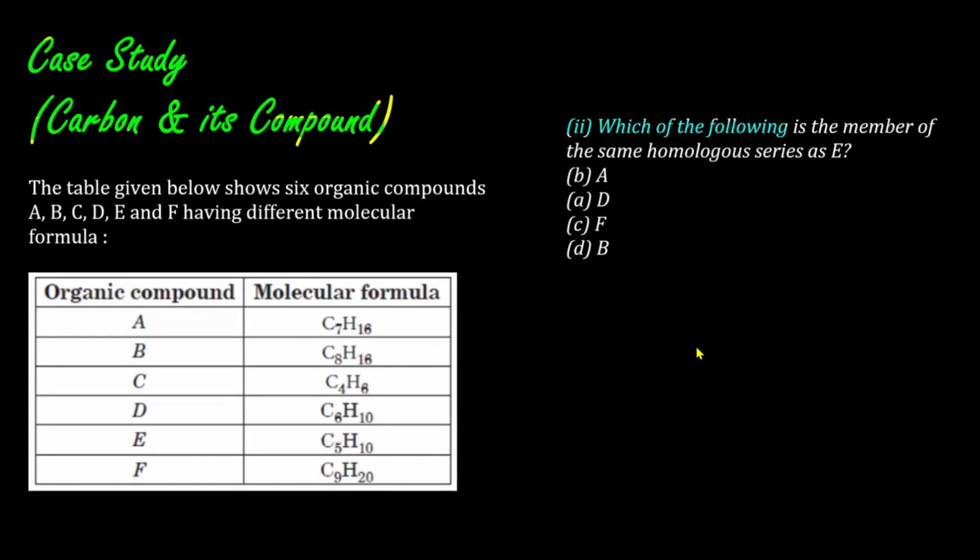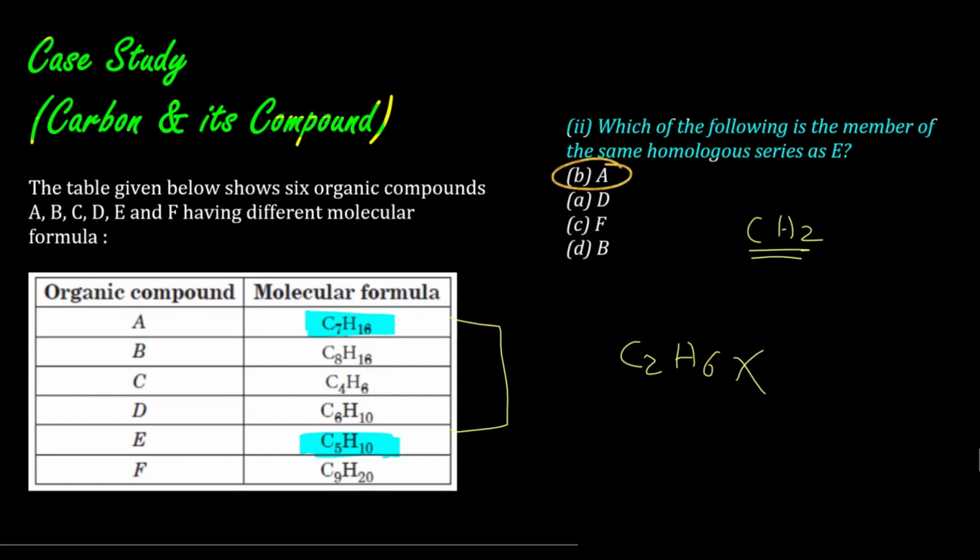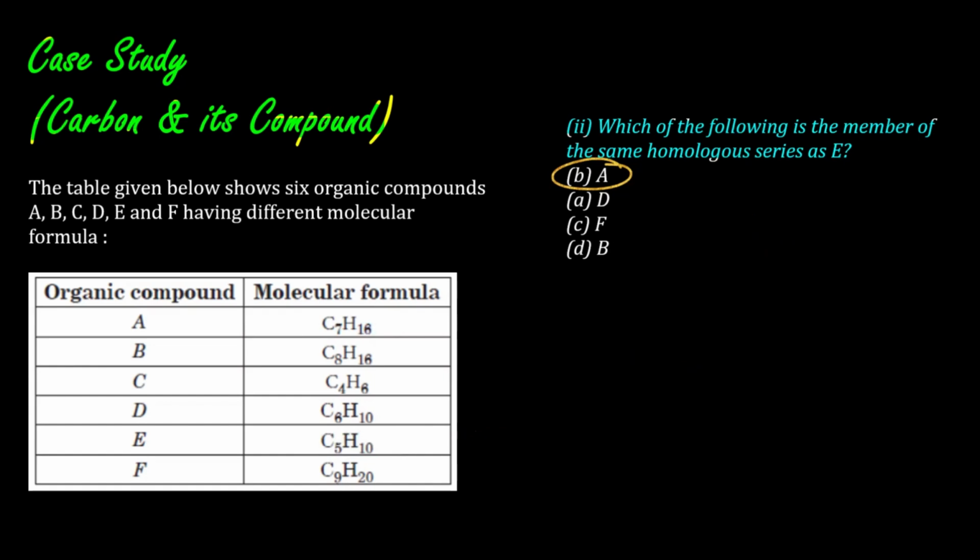In the second question, it says, which of the following is a member of the same homologous series as E? So let's figure out E. E is C5H10. The first option over here is A. So let's check for A. Now, if I get the difference between these two, there is a difference of 2 carbon and hydrogen of 6. As I told you, there should be a difference of either CH2 or a multiple of CH2. So you can see this is neither CH2 nor a multiple. So the first option is not correct.